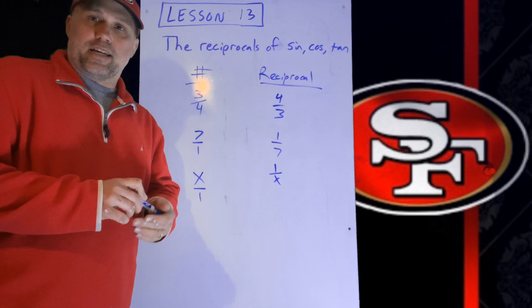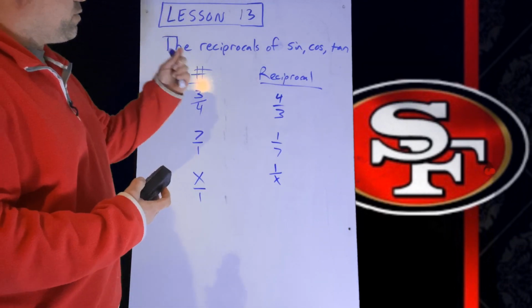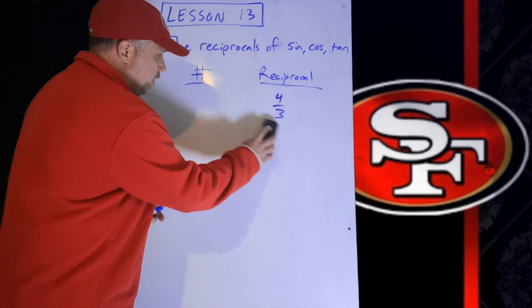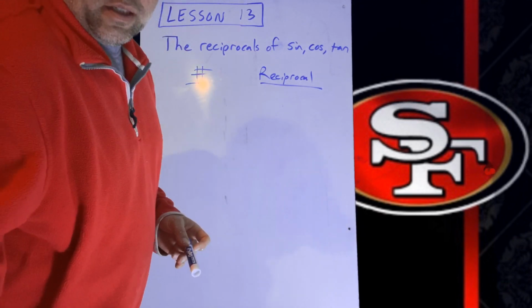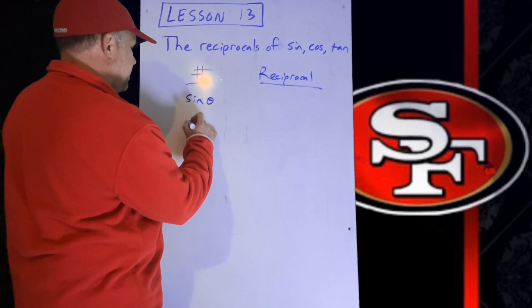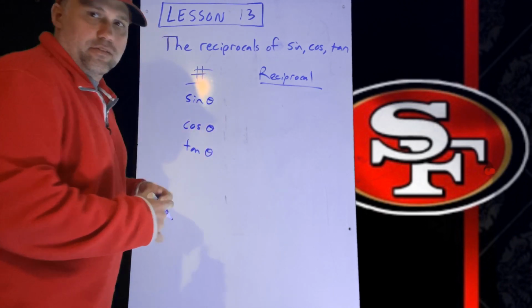So how does that tie in with what we're doing in trig here? Well, we're going to talk about what the reciprocal of sine, cosine, and tangent are. Let's look at that real quick. I'm just going to use theta for my angle here. I have the sine of theta, the cosine of theta, and the tangent of theta, and I'm going to find their reciprocals.